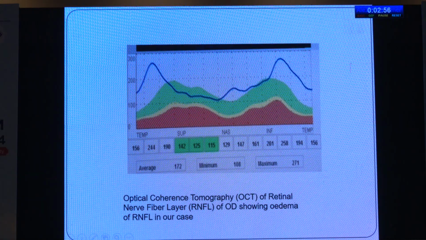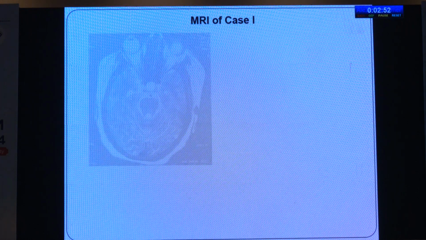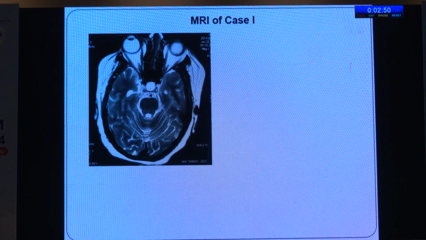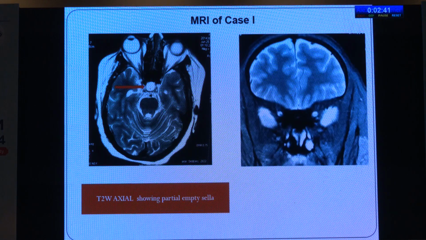This is the RNFL showing the optic disc edema, and this is the MRI of the case. Definitely you can see over here, this is a T2 weighted image, and over here you can see the partial empty sella or the empty sella. And over here you can see the perioptic sheaths, they are dilated, again a T2 weighted image.